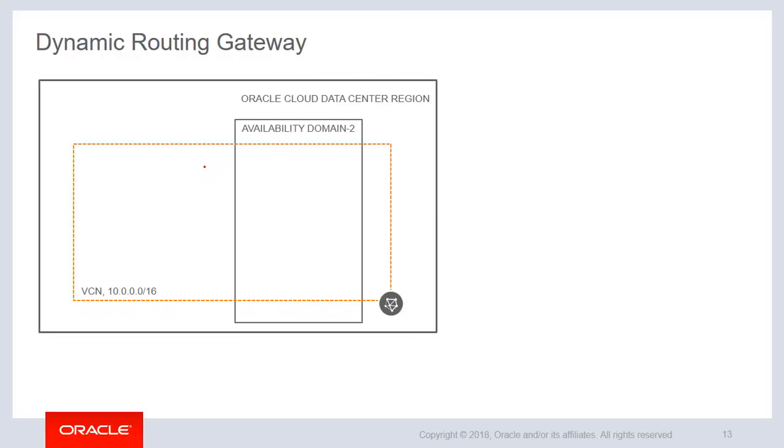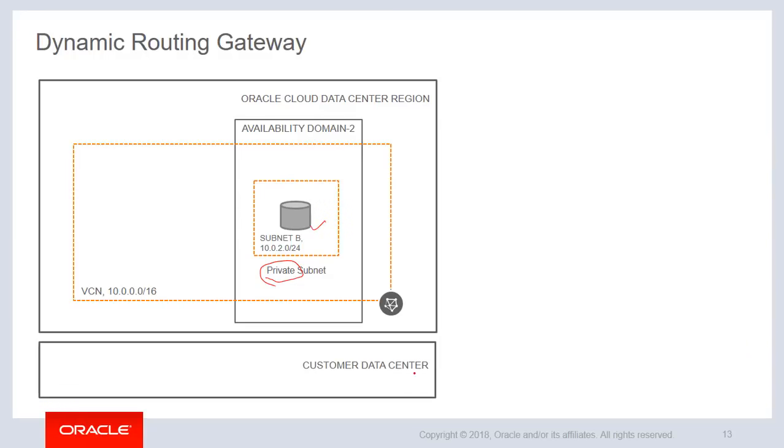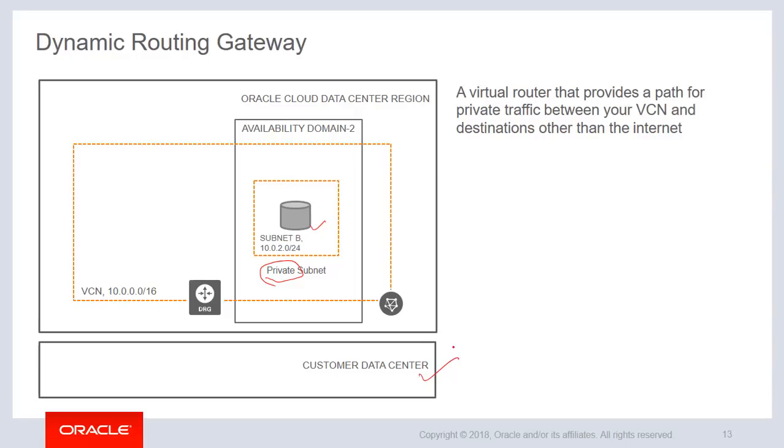So we looked into the internet gateway, the NAT gateway, and the service gateway. The fourth kind of gateway we have in OCI is called the dynamic routing gateway. It's the same scenario as the previous three slides: we still have a private subnet, we have a database here or a compute instance, but now we have a customer data center. This is your existing on-prem data center, might be your colo, might be your own on-premises network, it doesn't really matter.